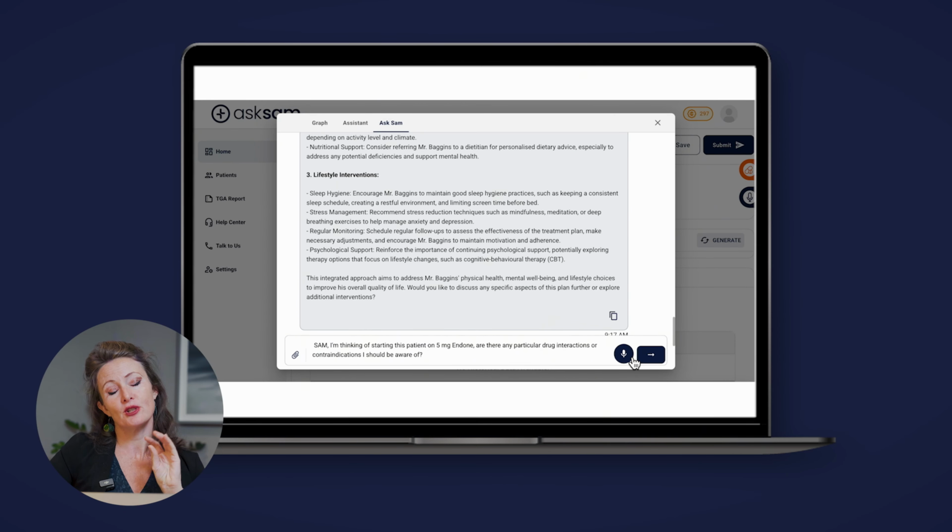Not only will Sam give you the information about any potential drug interactions for Endone on a general scale, Sam will actually look specifically at the patient's data, their medications, their medical history, any comorbidities, and bring to your awareness any potential contraindications there might be.